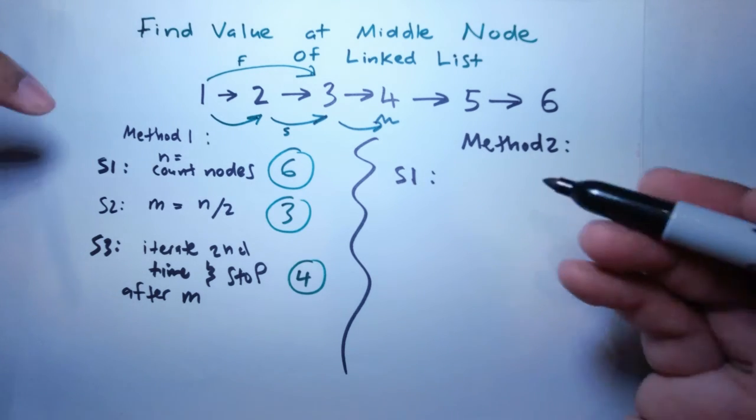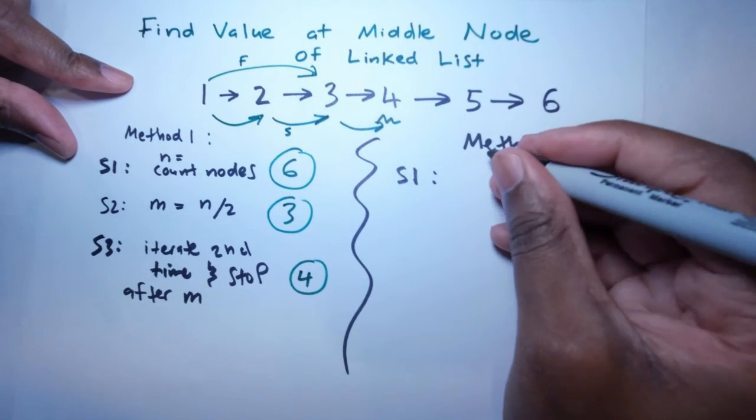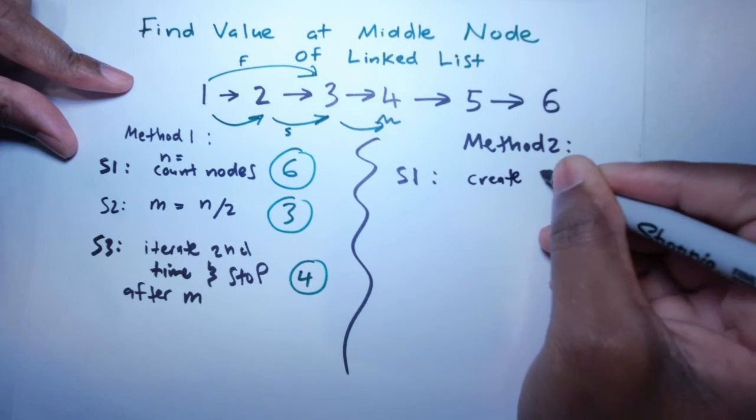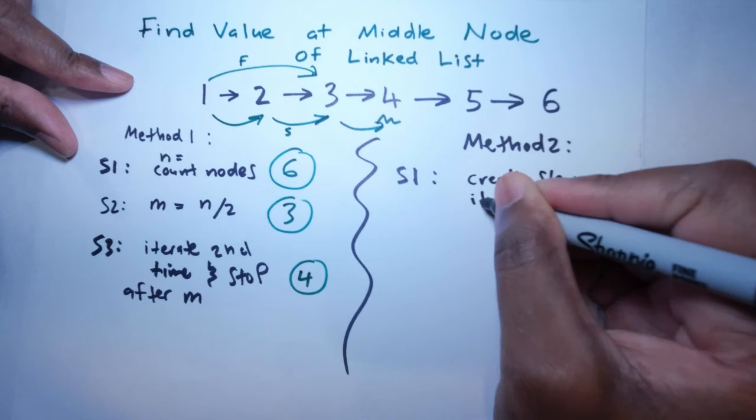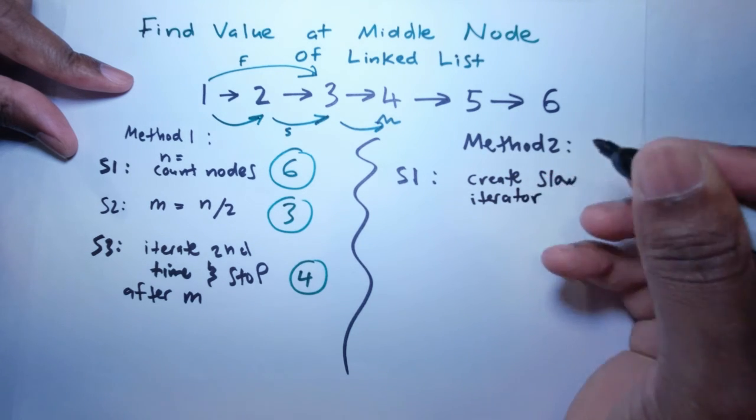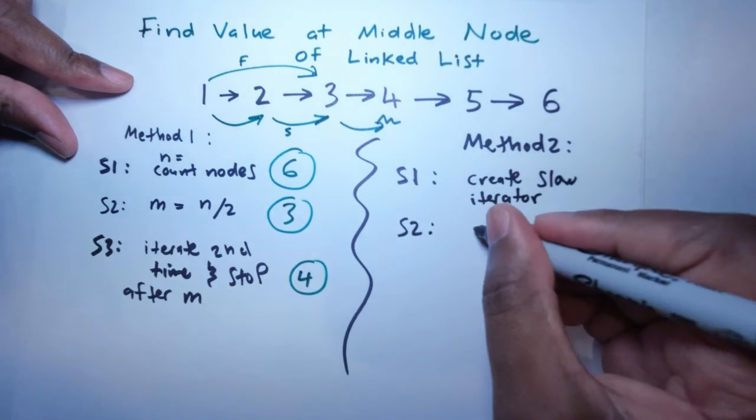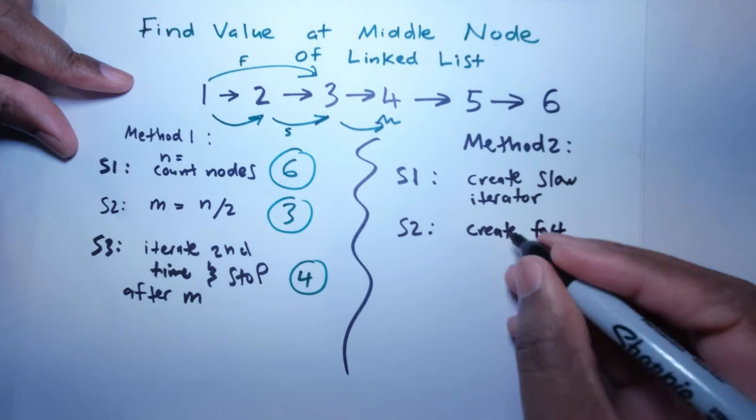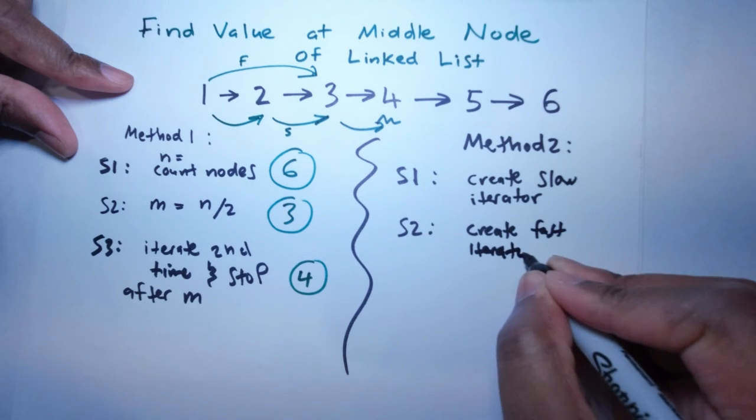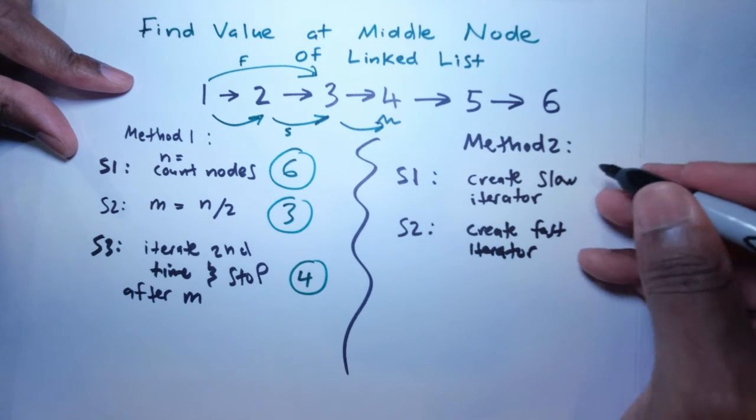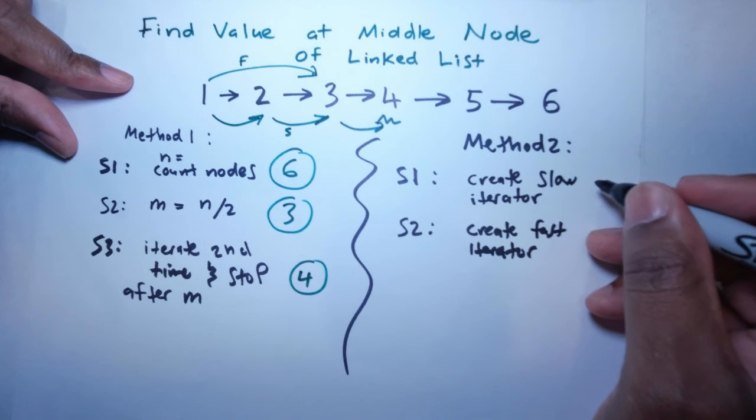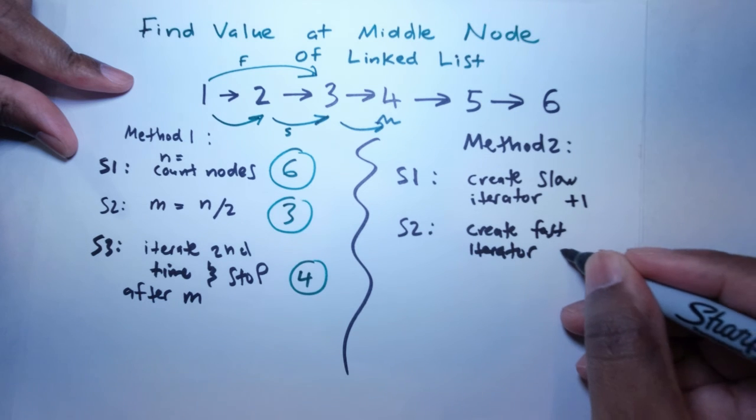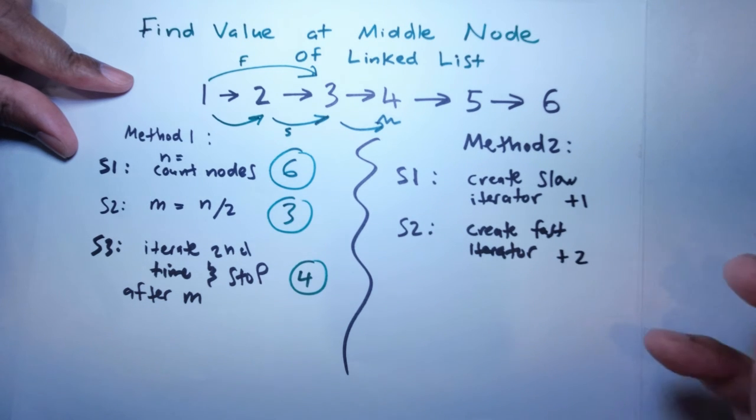So step 1 is to create a slow iterator. Step 2, create a fast iterator. And to be specific, when I say slow iterator, we are skipping one item each time. So I'll just put +1. And then with a fast iterator, we are plussing 2.